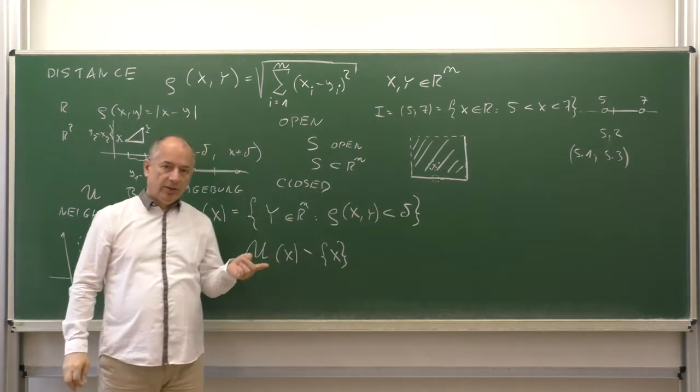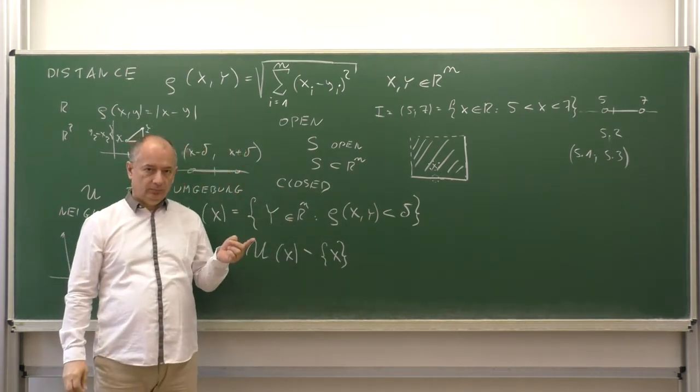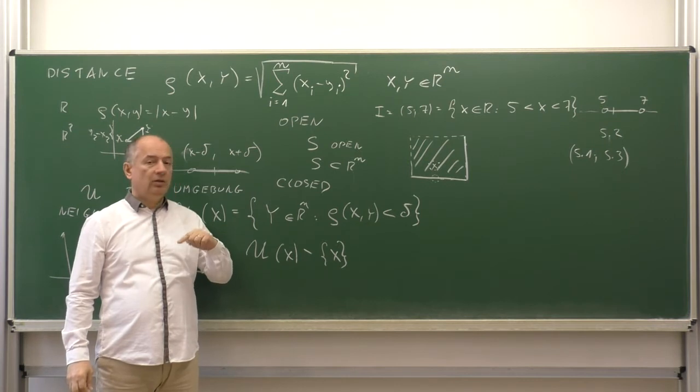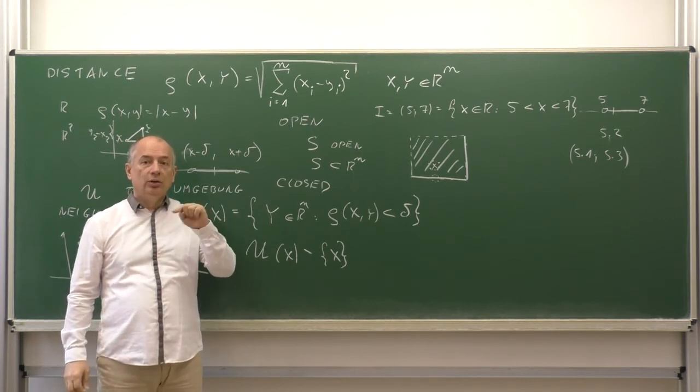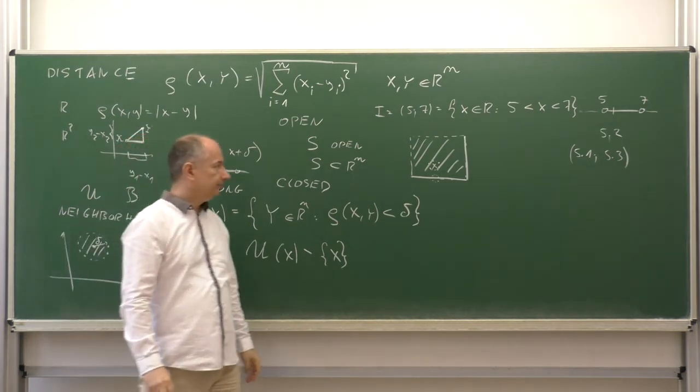We say a set is closed if the complement is open. And the complement of a set is the set of all the points that do not belong to the set itself.